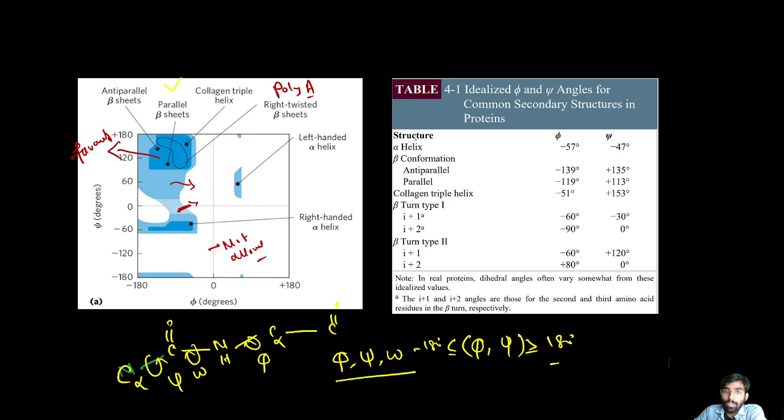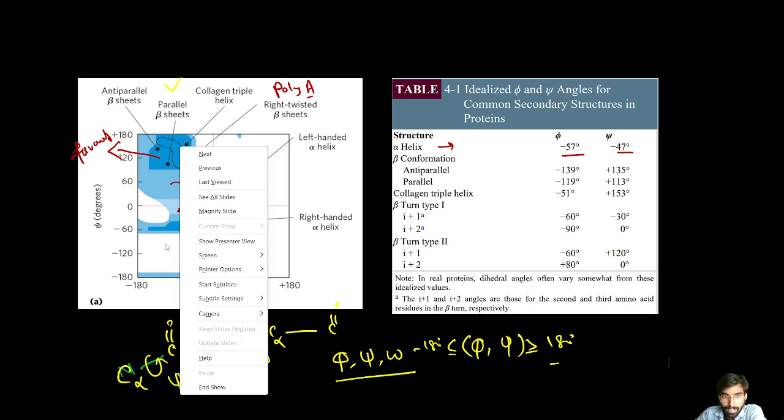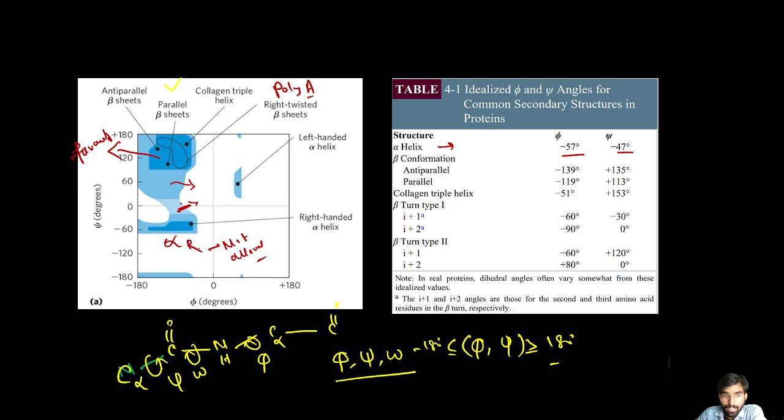Okay, so as we discussed yesterday, for the alpha helix phi is -57 and psi is -47. So -57, then -47, that's the region of the right-handed alpha helix. This is the left-handed alpha helix. Now beta conformation: anti-parallel is -139, +1 here, and then parallel is -119, +113, that region.